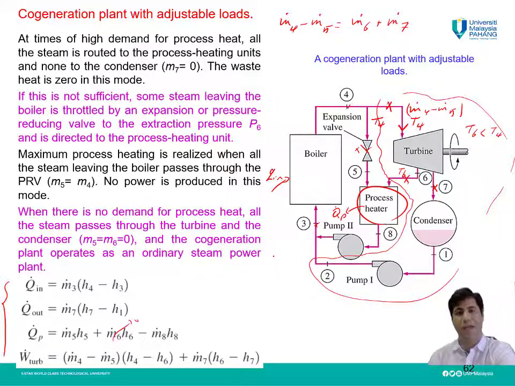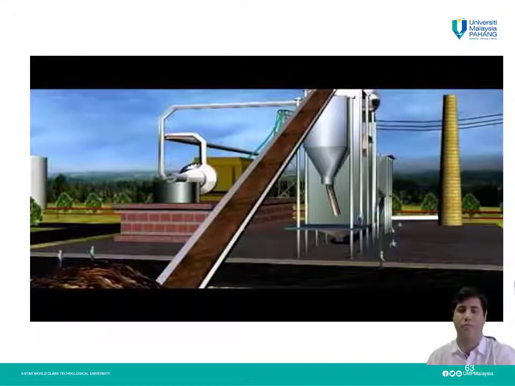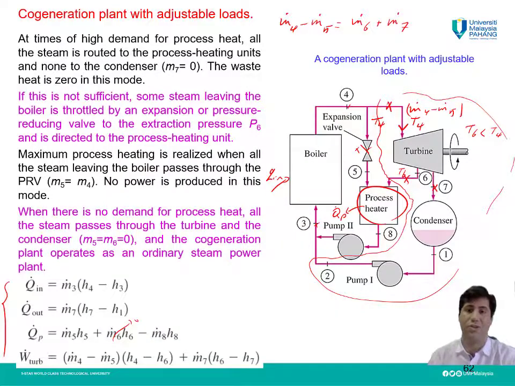Let's first see a video of how this cogeneration can be applied in a real plant or industry. Then we will see how we can use this Q dot in, Q dot out, and the other energy flows in the cycle by solving an example related to this cogeneration plant. Let's first see the video which is related to the cogeneration application in a real industry.